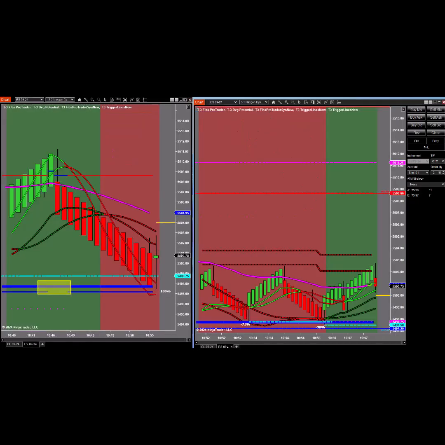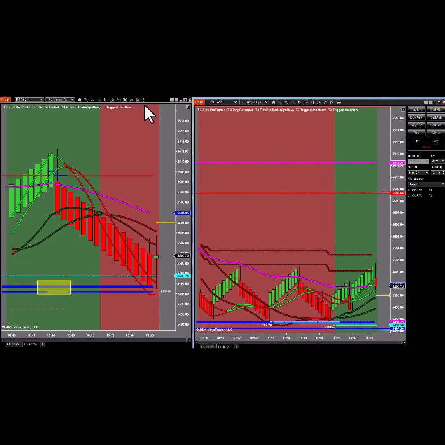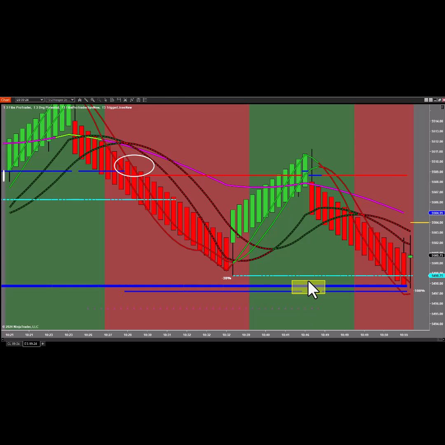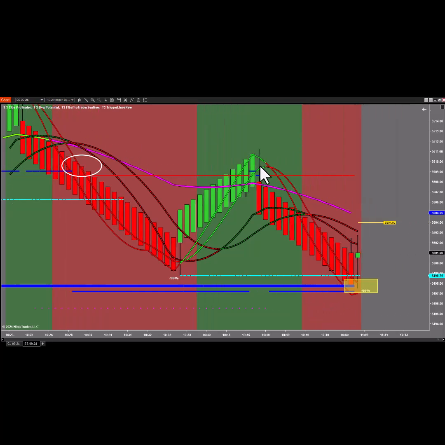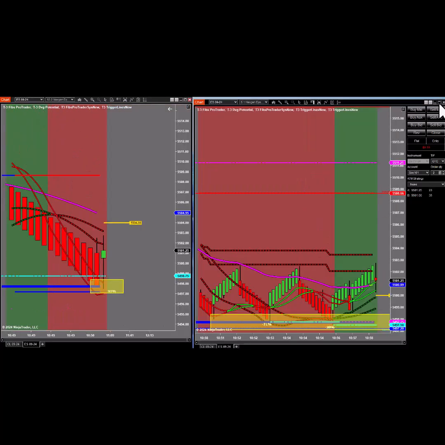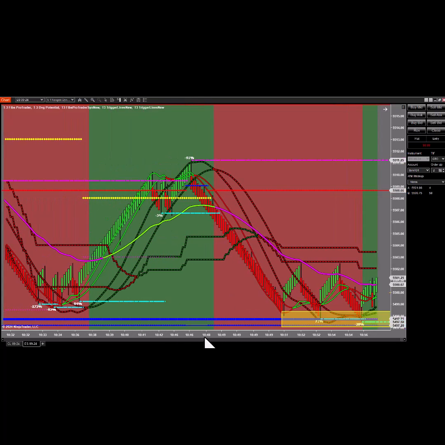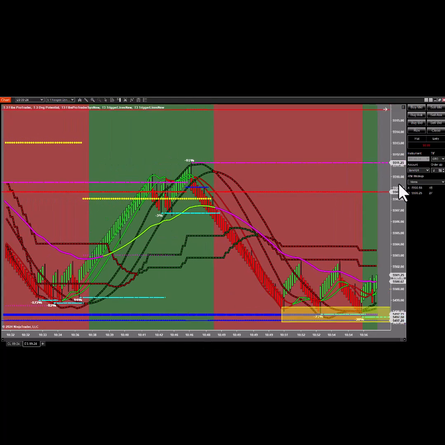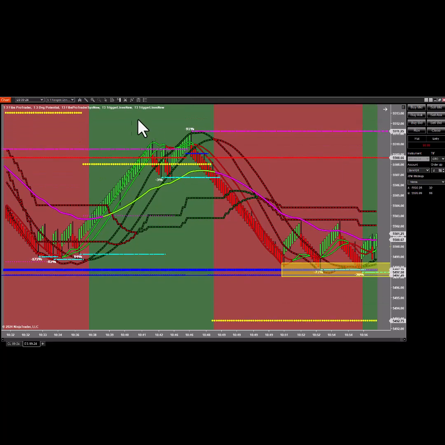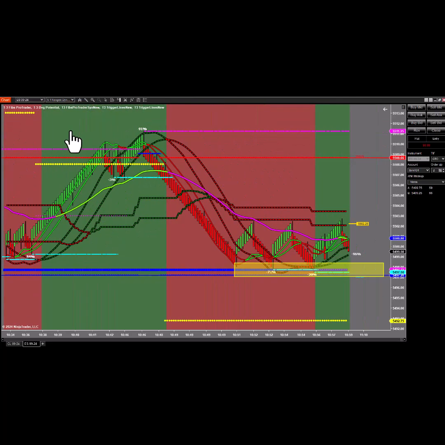All right, so they did what they were supposed to do. So look, when did I draw this box in? Quite a while ago. So it went exactly to where it was supposed to go. Let's see if there were any opportunities to go short that make sense. There is not a lot of opportunity in this one.